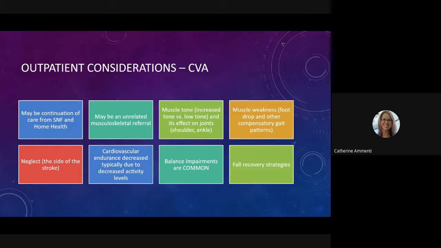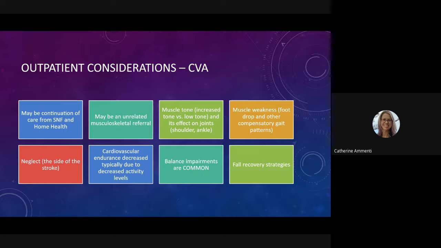And those are things that you want to keep in mind if you're treating the patient. Maybe they've had a stroke in the past and they're coming in because their opposite knee hurts. But they may have muscle tone issues related to the stroke. So muscle tone, there could be increased tone or spasticity, or they may have low tone.